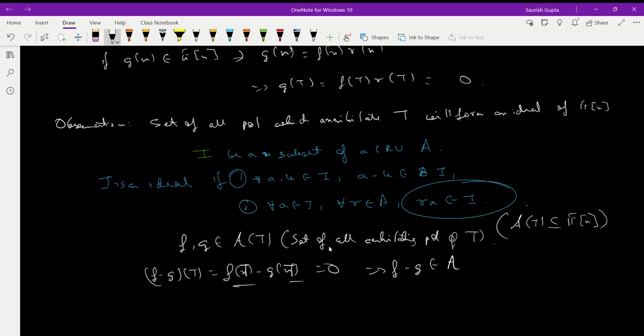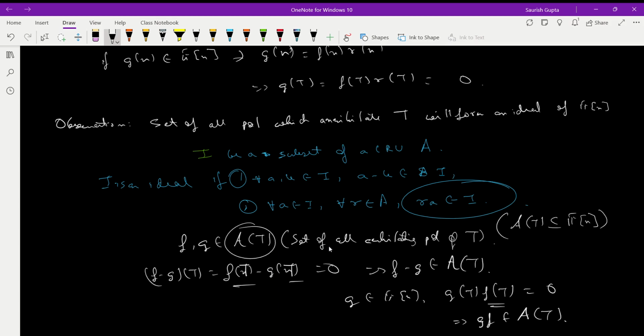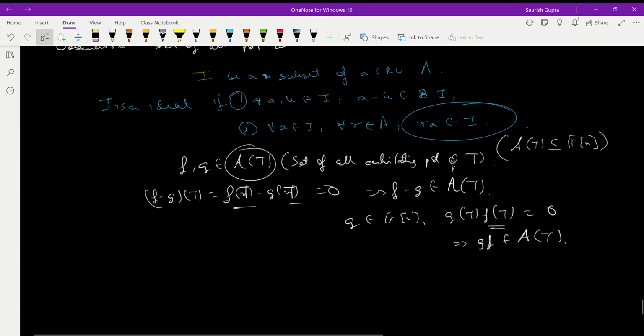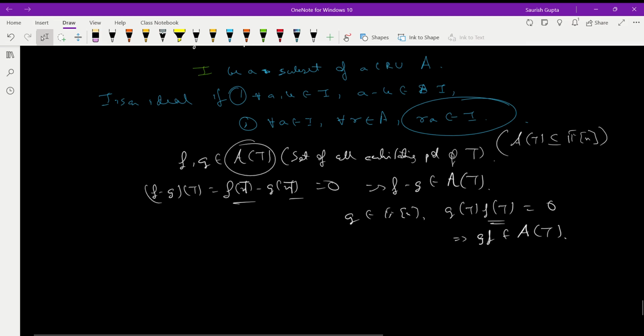So if f and g are annihilating polynomials of T, then obviously notice that f(T) minus g(T) is nothing but (f minus g)(T). So it's zero because this is zero and this is zero. That implies f minus g is in the set. And if you consider g to be an element from F[x], then g(T) times f(T), where f is an element from the set, is equal to zero because f(T) is zero. So that means gf is in the set, right? So this is clarified. Got it?